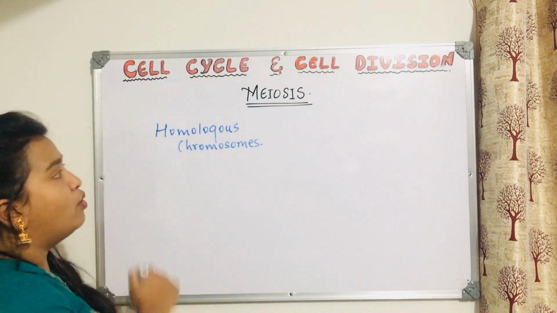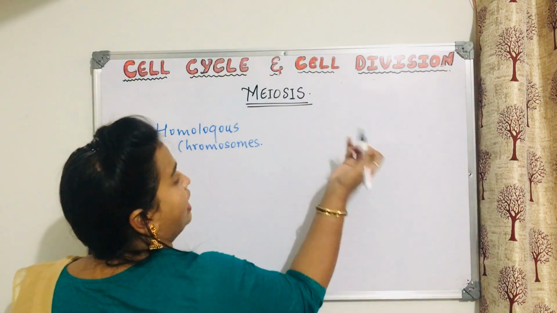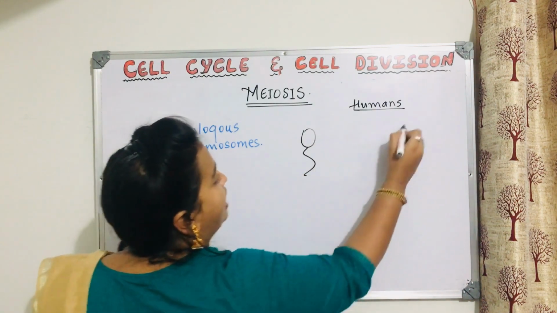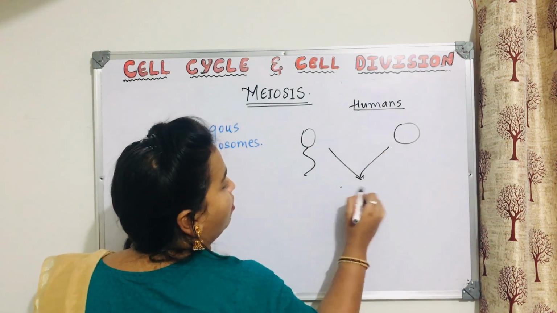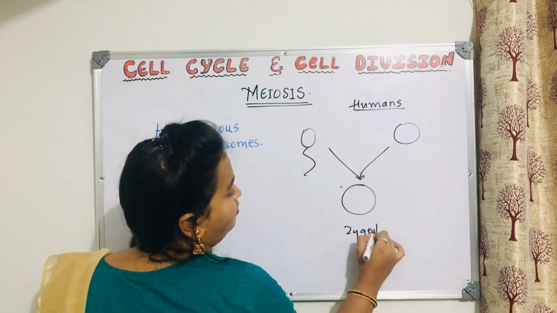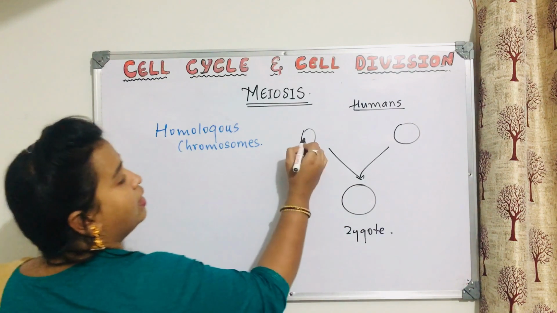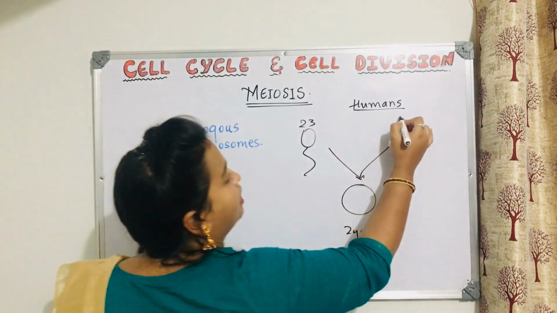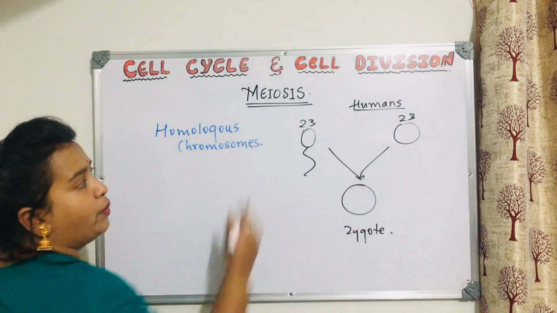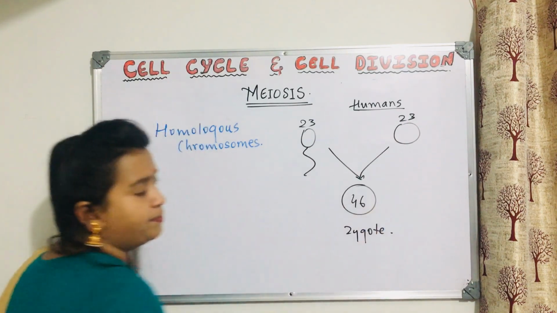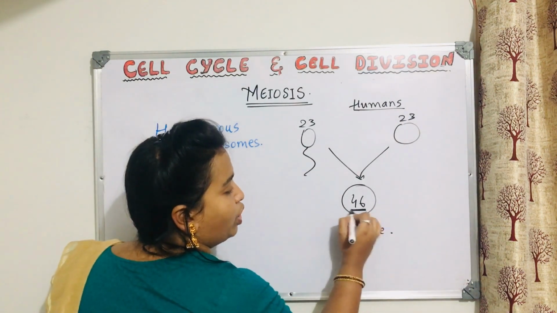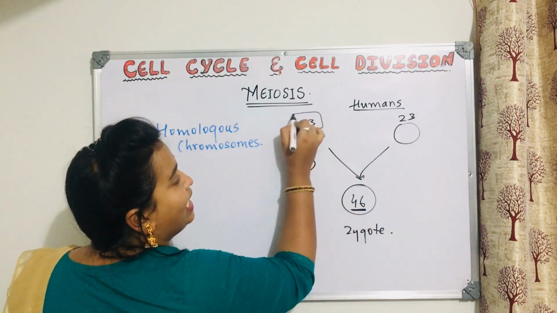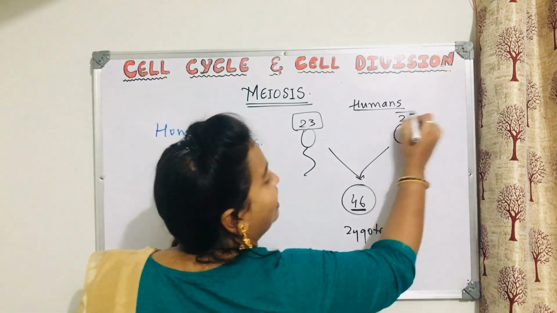See here, what are homologous chromosomes? Take the example of humans. The sperm and the egg fuse to form the zygote. Correct? How many chromosomes will the sperm have? 23, because it is a gamete. What about the egg? The egg also will have 23. 23 plus 23 will be 46. Out of these 46 chromosomes, 23 are from the sperm and 23 are from the egg.